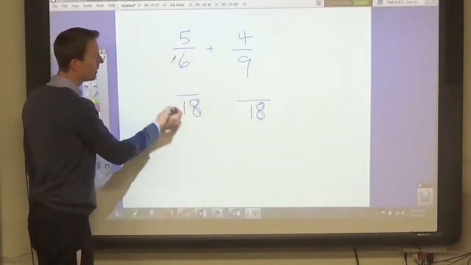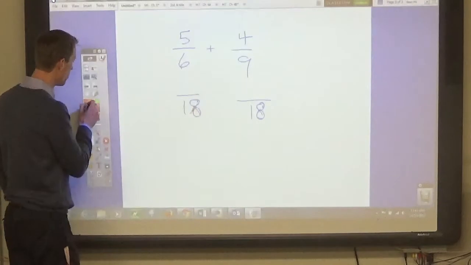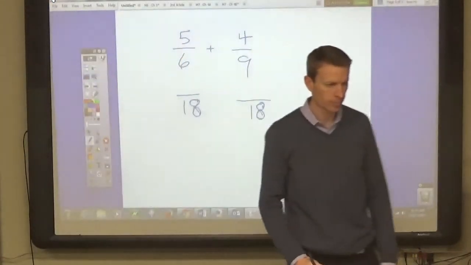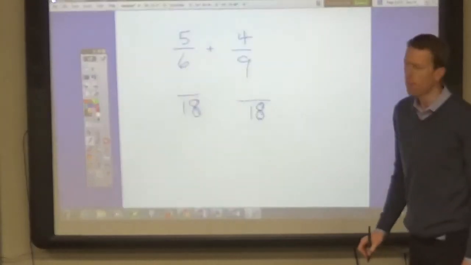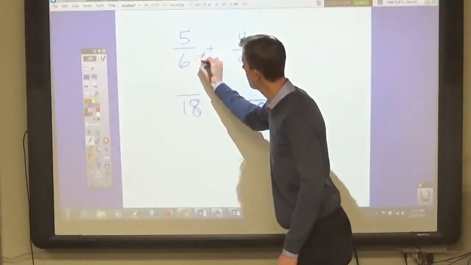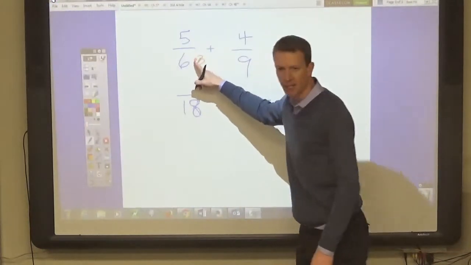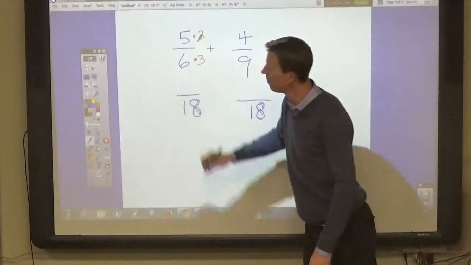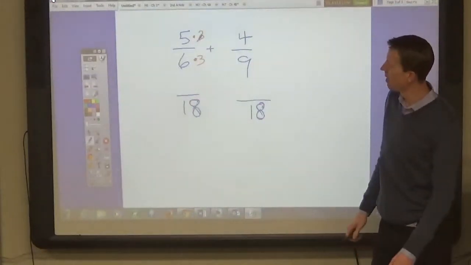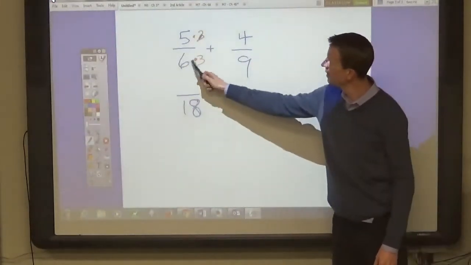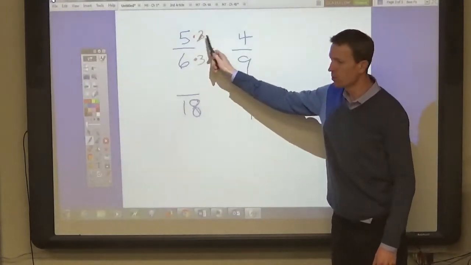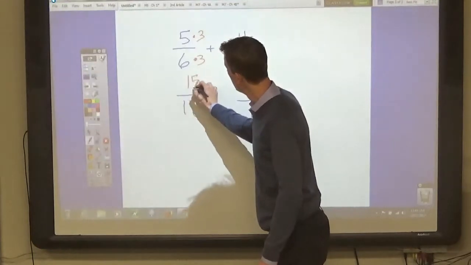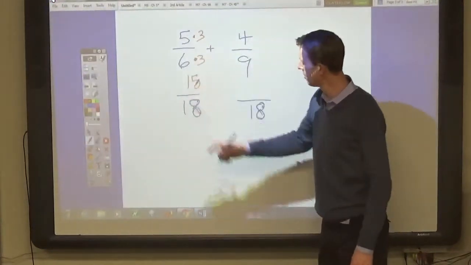Now, how do you get from 6 to 18? What do you have to do to 6 to get 18? Using multiplication. Times it by 3. Yep. Now, do you know this dot means times? Yes. Okay, good. The dot in the middle is the times sign. So, 6 times 3 is 18. That means we have to do 5 times 3, and that's 15. So these two are equivalent fractions.